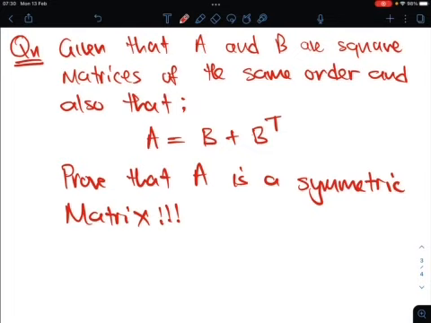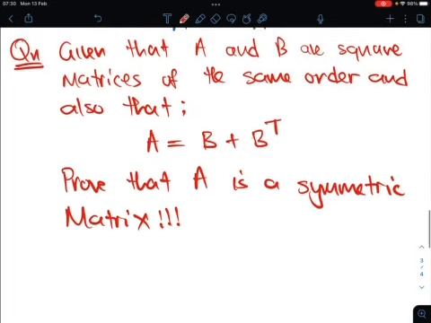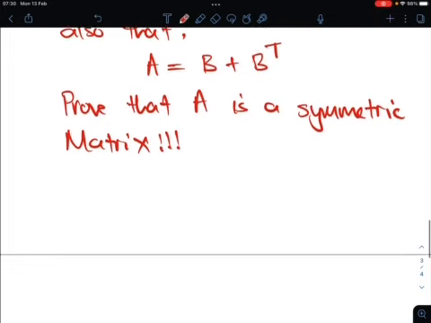So this is the question that we want to look at. You are given these two matrices A and B, which are related to each other according to this given relationship. Now the question is, prove that if A is defined this way, then A is a symmetric matrix. So how can we prove that A is a symmetric matrix? Let's go and see how we can go about that.